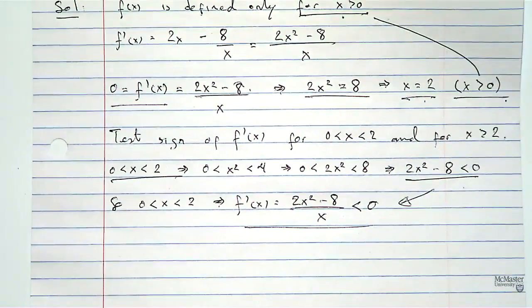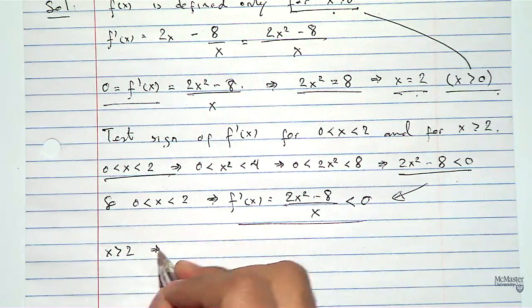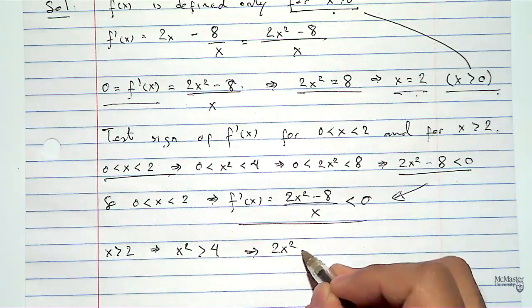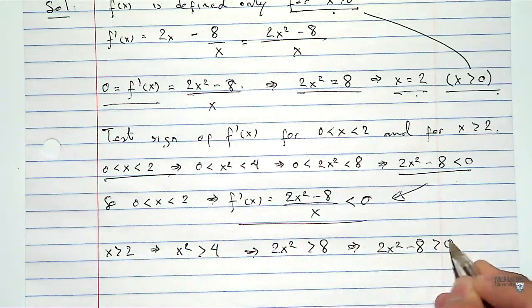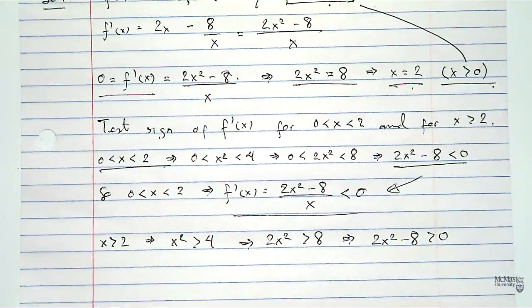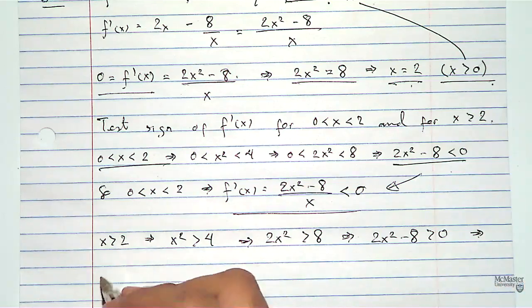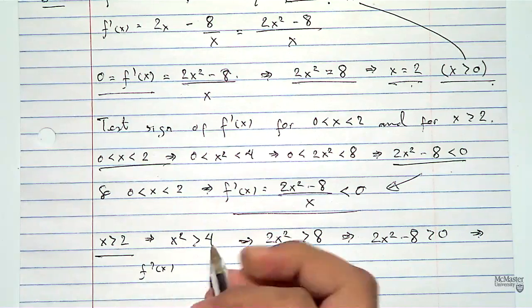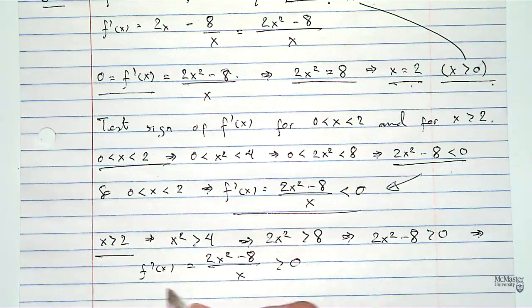In the other case, which is x greater than 2, that means that x squared is greater than 4, which means that 2x squared is greater than 8, which means that 2x squared minus 8 is greater than 0. And now we have again this factor that we were caring about, which we can simply, by implication, deduce that for the case of x greater than 2, f prime of x, which is equal to 2x squared minus 8 divided by x, has to be positive. Right?